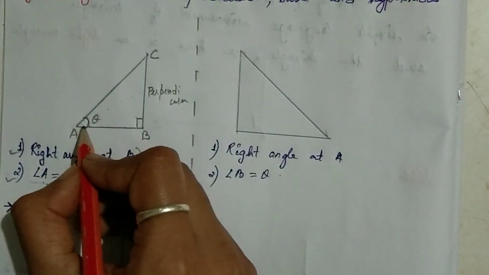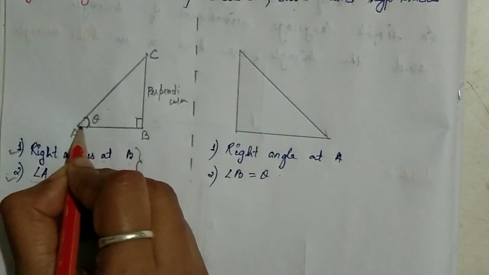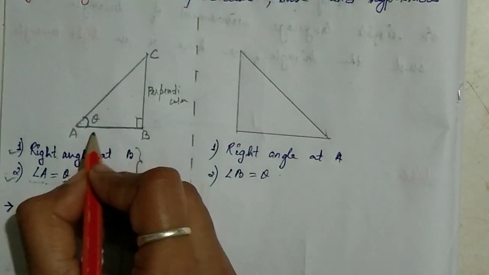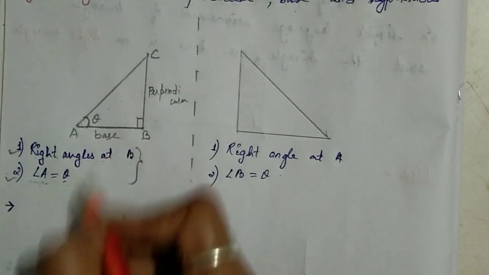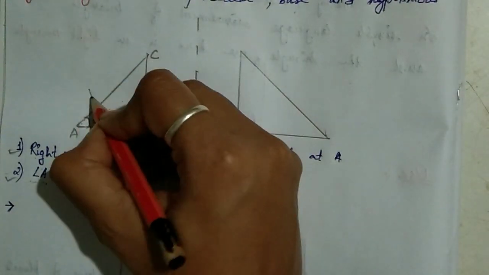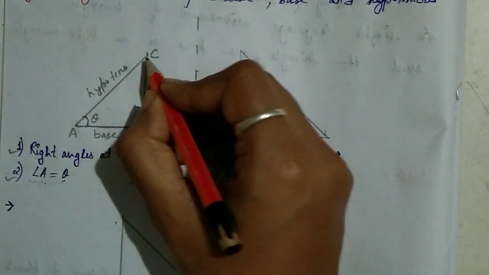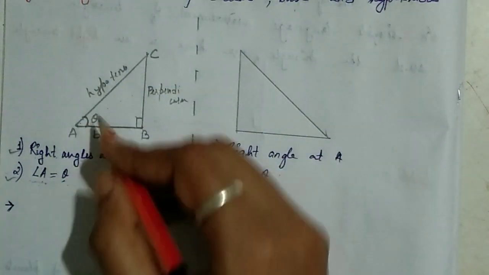Now the side that is adjacent to angle A and to this side will be the base, and this will be the hypotenuse. As we know, this hypotenuse is going to be the longest side.